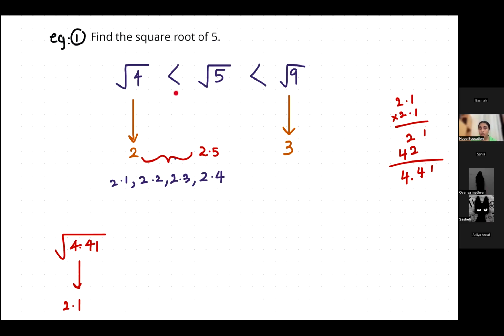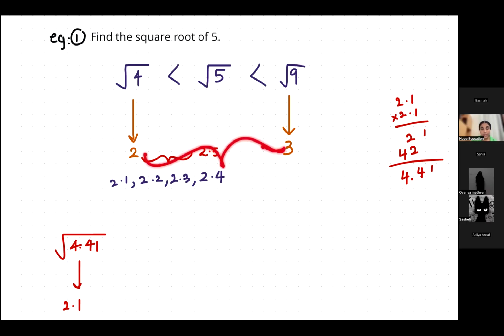Now, if you take the square root of 5. For the square root of 5, the perfect square number that comes before 5 is 4. The perfect square number that comes after 5 is 9, no. So the square root of 4 is 2, and the square root of 9 is 3. Then the square root of 5 should be between 2 and 3, right? The square root of 5 should be between 2 and 3. Sala and Sasheli, is that clear? That the square root of 5 should be between 2 and 3. Is that clear? Yes, miss.